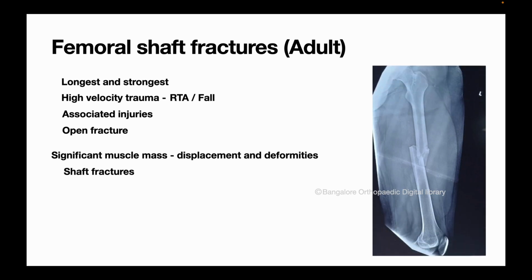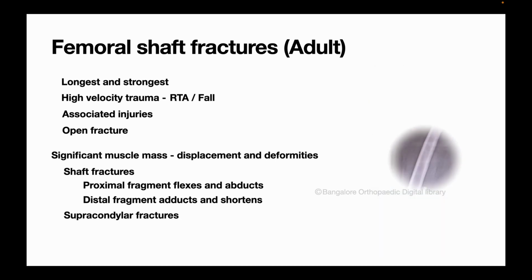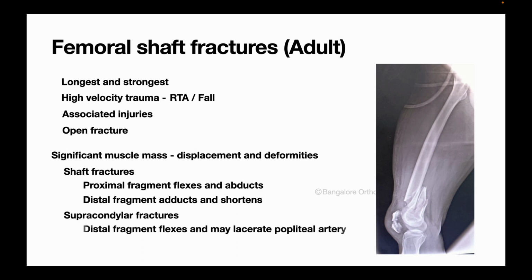In a femoral shaft fracture, the proximal fragment is flexed by the contraction of the iliopsoas muscle and abducted by the pull of the gluteus medius and minimus muscles. The distal fragment is adducted and pulled proximally by the adductor magnus, leading to shortening. In supracondylar fractures of the femur, the gastrocnemius muscle flexes the distal fragment and may lead to injury to the popliteal artery.